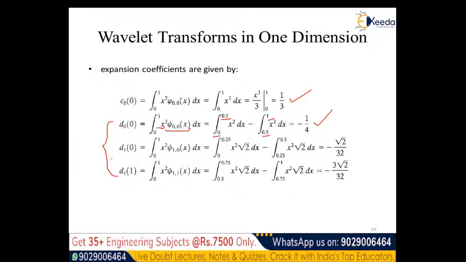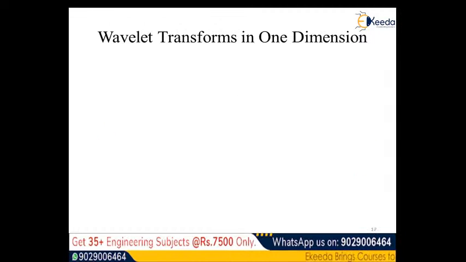Now next to that, d1 of 0 we obtain minus of under root 2 divided by 32, whereas d1 of 1 is equal to minus of 3 under root 2 divided by 32 here. So here we get the wavelet series expansion for the function denoted by small y here. So small y we express with the various functional spaces represented.